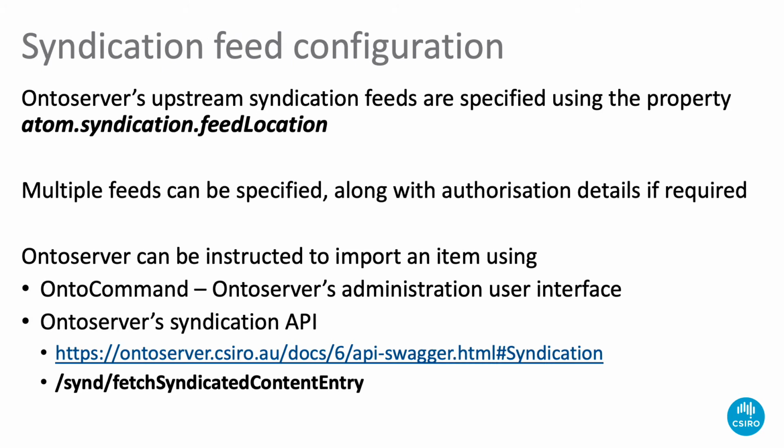OntoServer can be configured with multiple upstream syndication feeds, not just one, and specified with the atom.syndication.feedLocation property by an administrator. If the feed requires authorization, OntoServer can be configured with credentials to use for either basic authentication or OAuth 2 client credentials. Once configured, items can be imported using OntoCommand, which is OntoServer's administration user interface, or via OntoServer's syndication API, which is documented at ontoserver.csiro.au/docs.